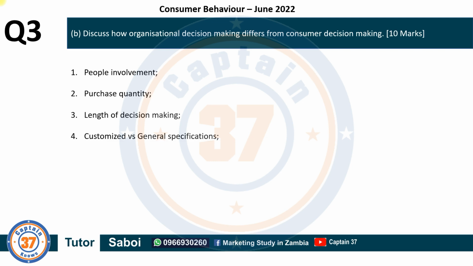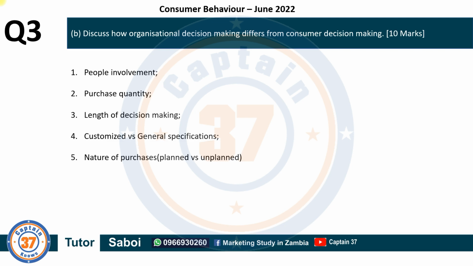And this is one of the differences, that when it comes to individual decision-making, customers can make general purchases. But for organizations, when it comes to their decision-making process and the end thereof, they may require customized services or customized products.